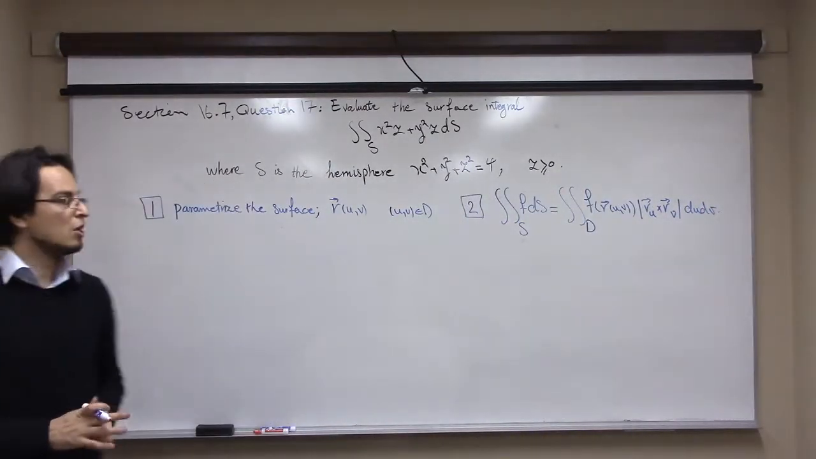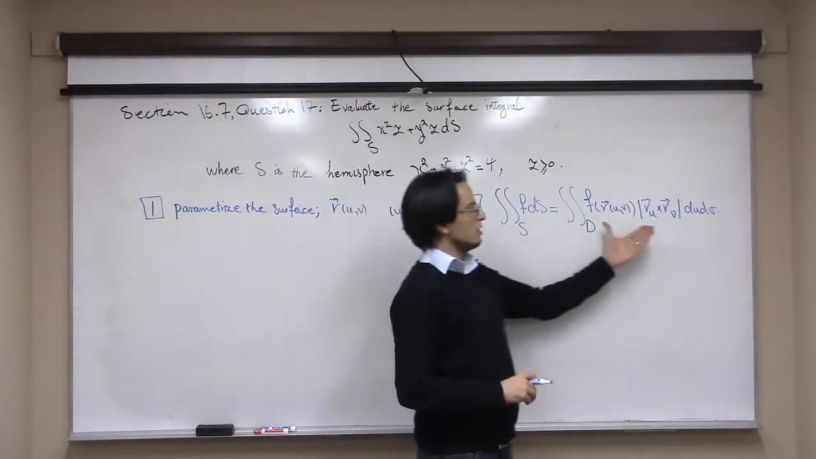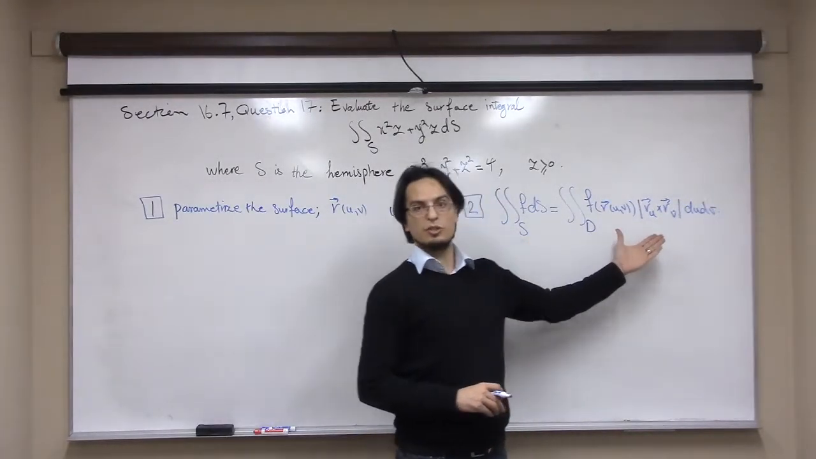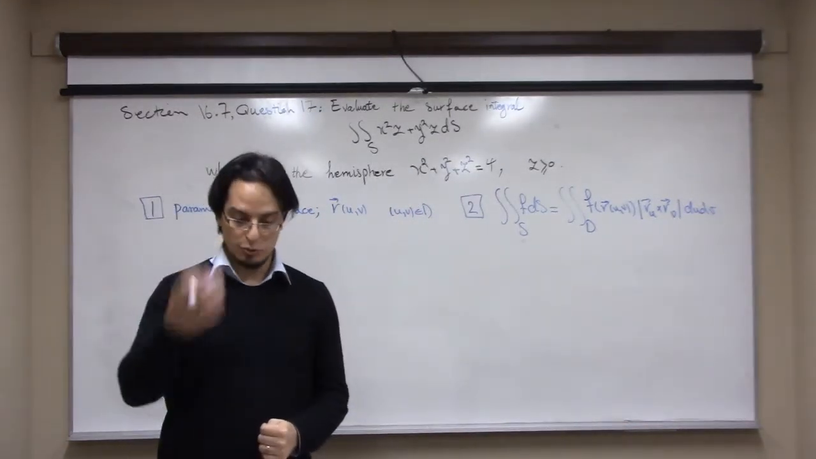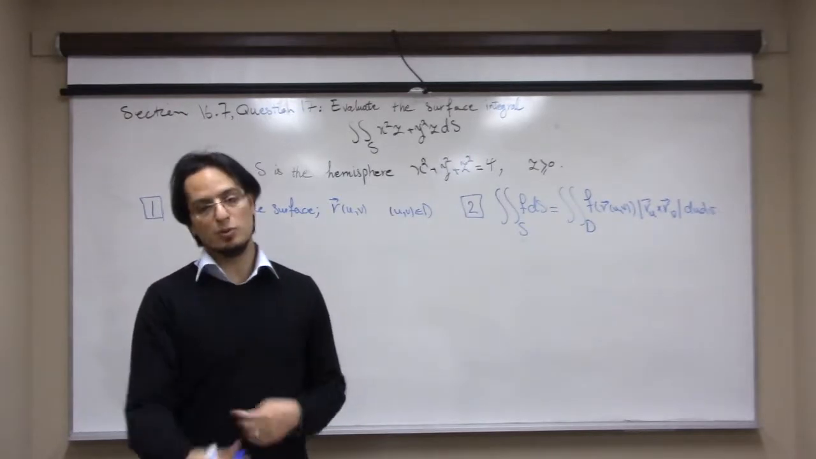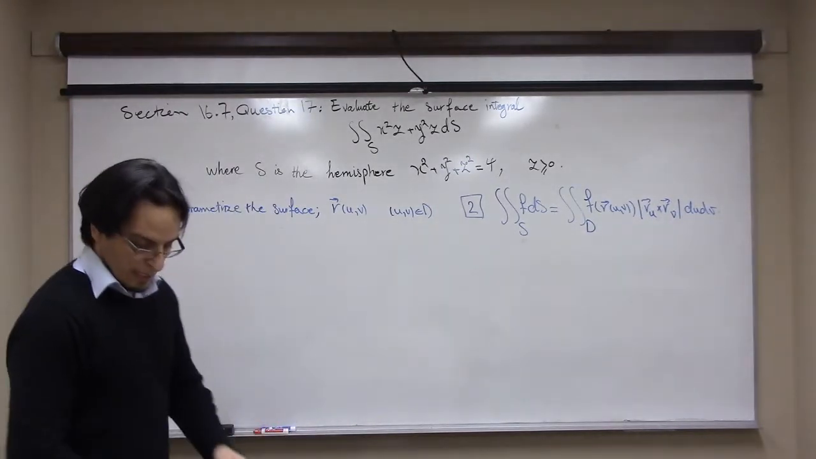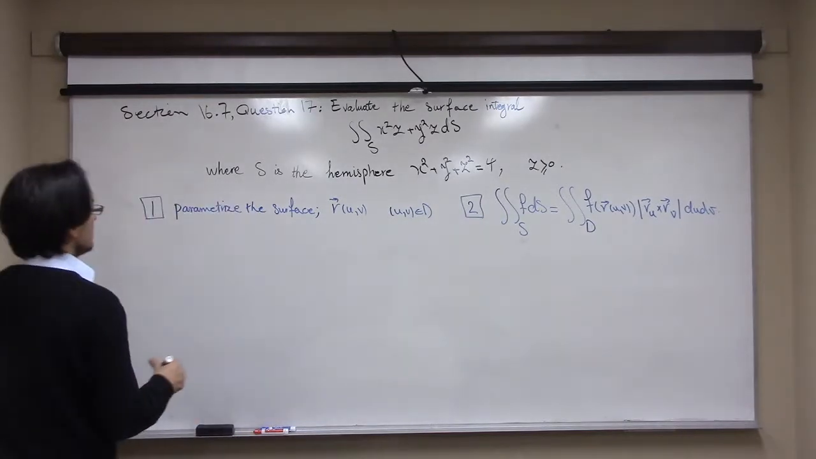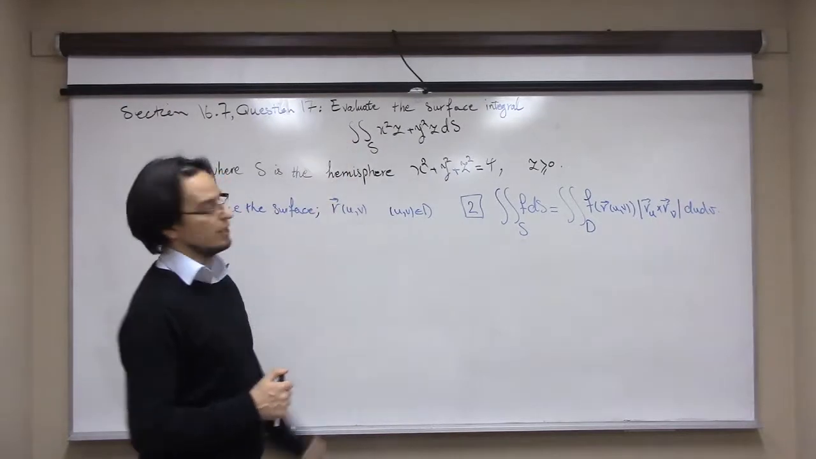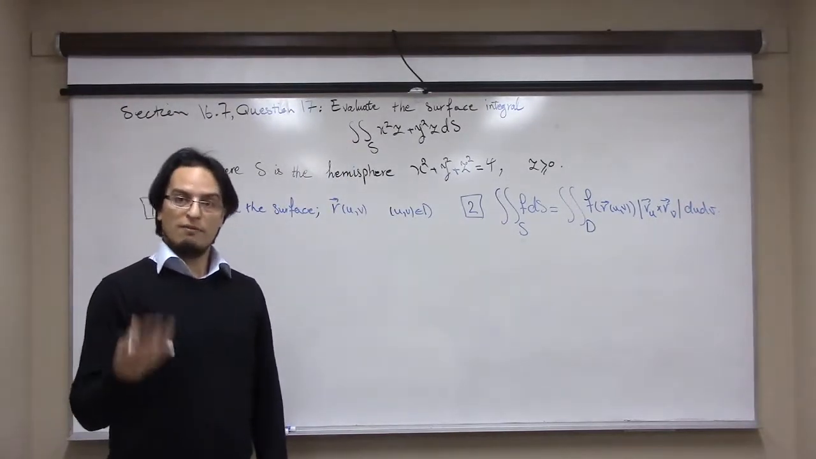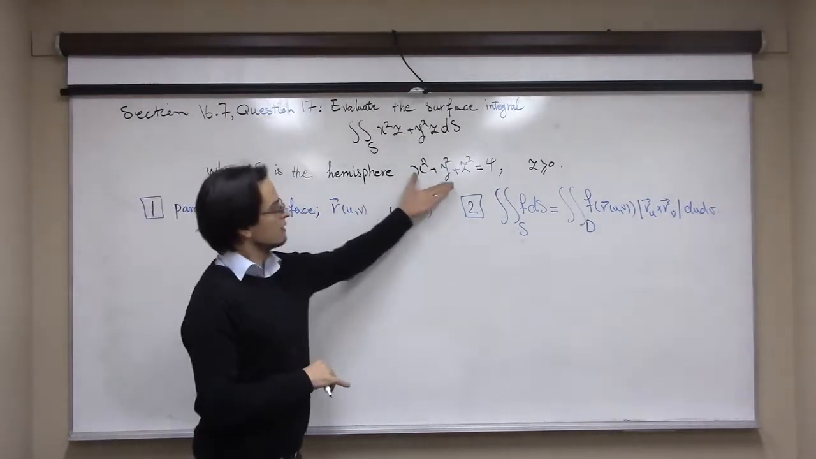Okay, great. Now, if you can do that, then your surface integral turns into a double integral, and you can evaluate that double integral. Do the inner one, then do the outer one, and that will give you an answer. Okay, that's what you need to know for this question. But let's go back to our question. Evaluate the surface integral on the hemisphere given by this.